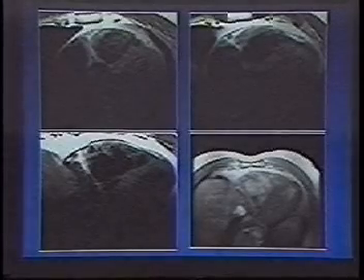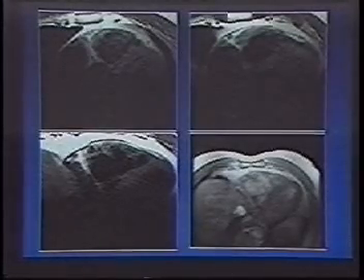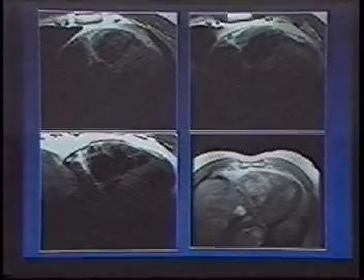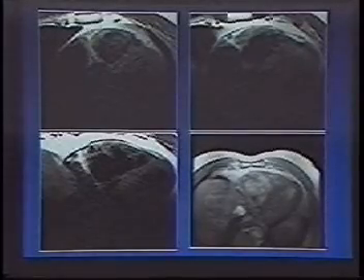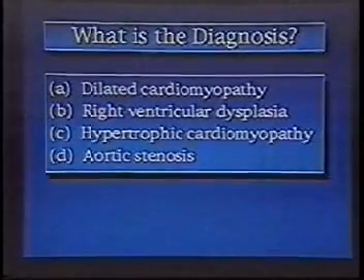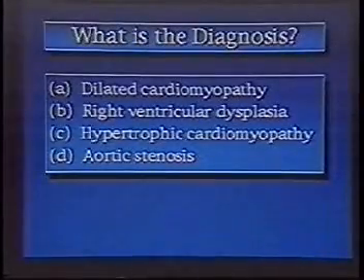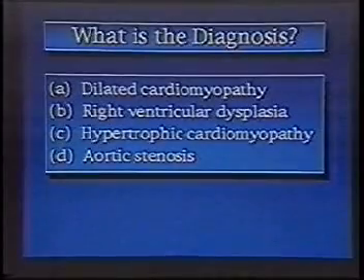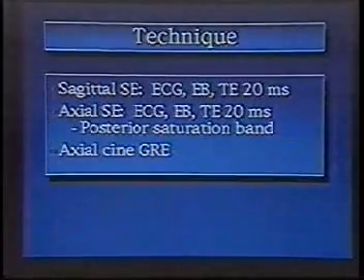This is consistent with right ventricular dysplasia, if you see wall thinning and fat in the RV. These patients usually have a wall motion abnormality as well. They have poor contraction. So what's the diagnosis? Right ventricular dysplasia. How many people have heard of that before?